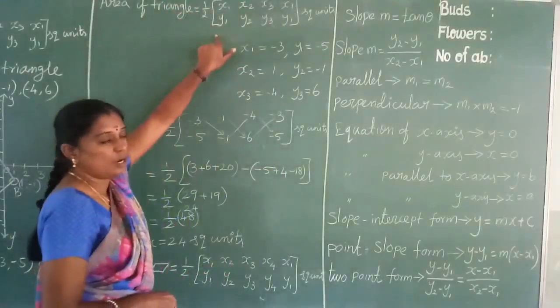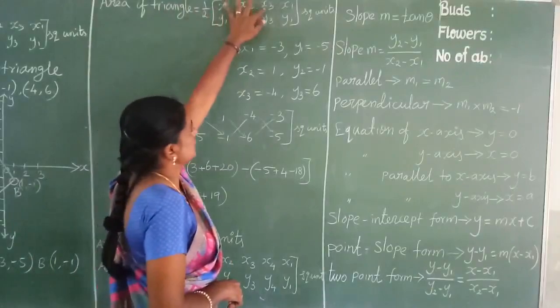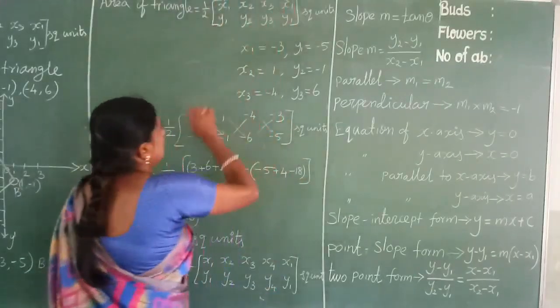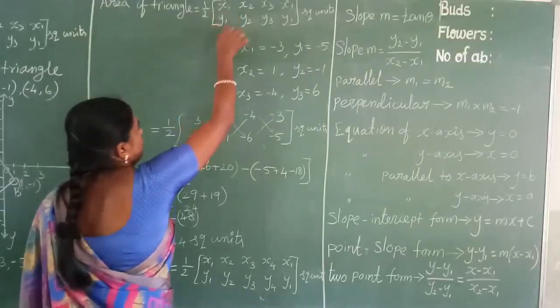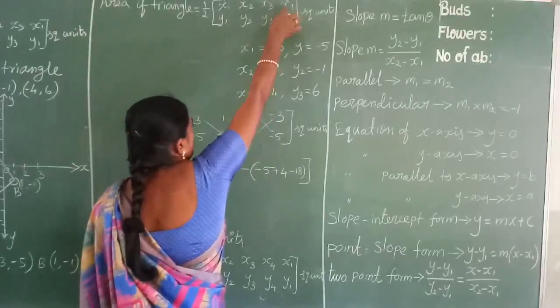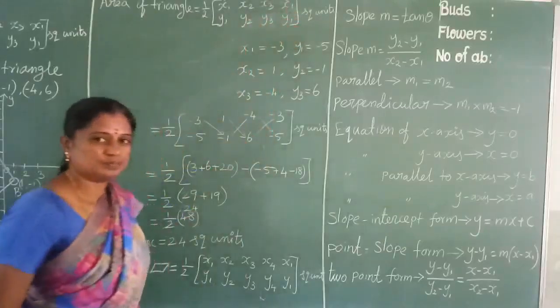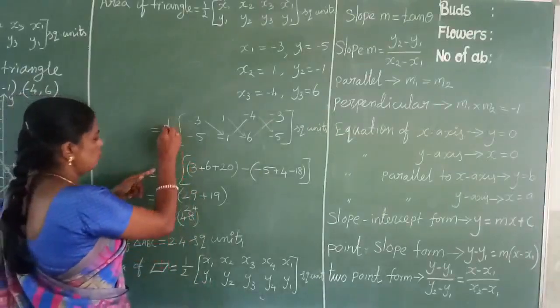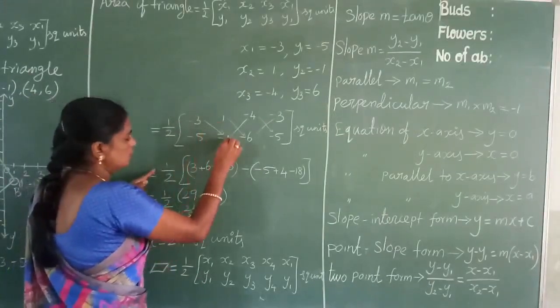The formula you can write easily. How? x1, x2, x3, again x1 you write. Next, in the place of x you write y: y1, y2, y3, and again y1 the same. Is it clear? And then here 1 by 2, up to down.